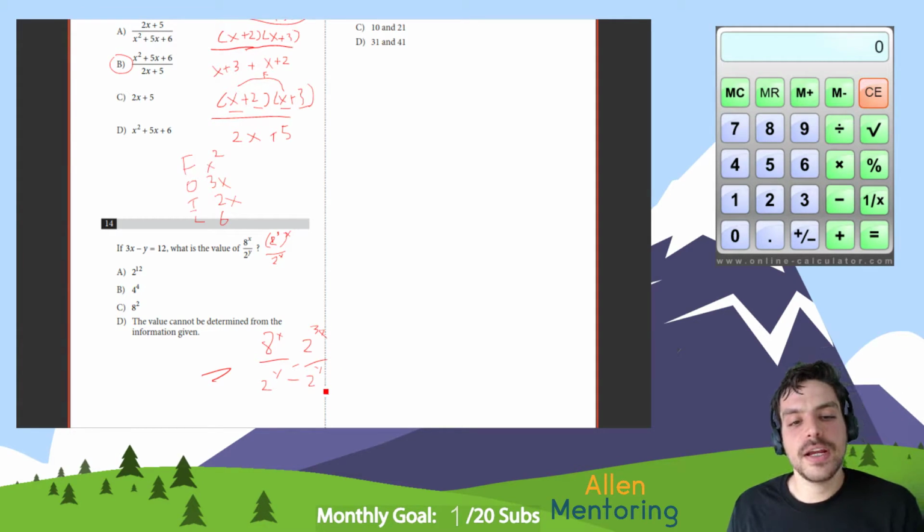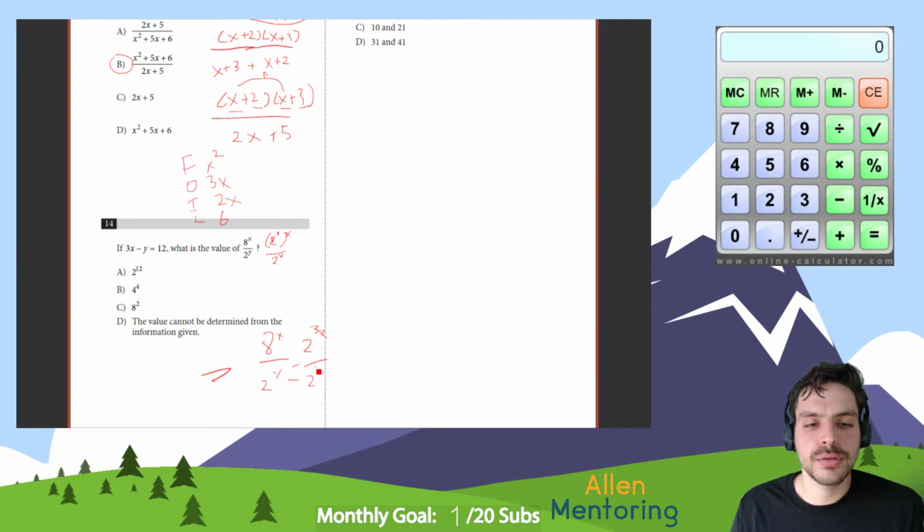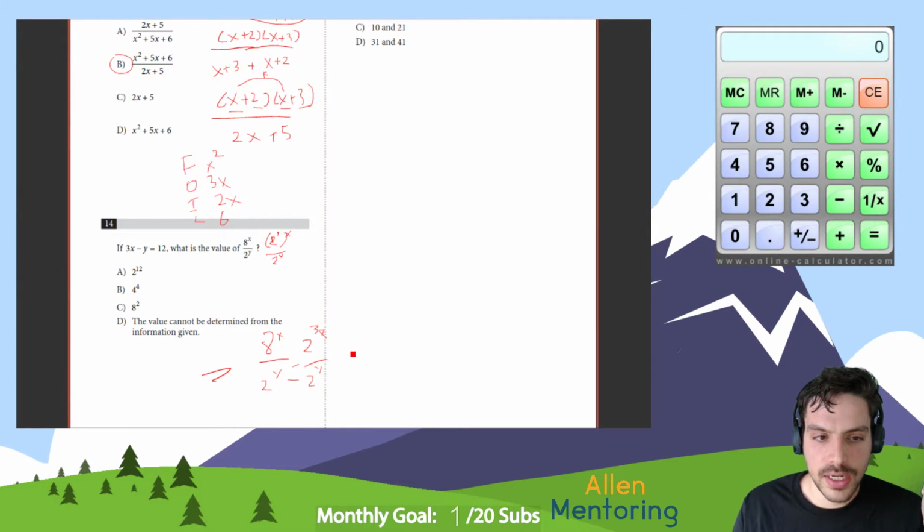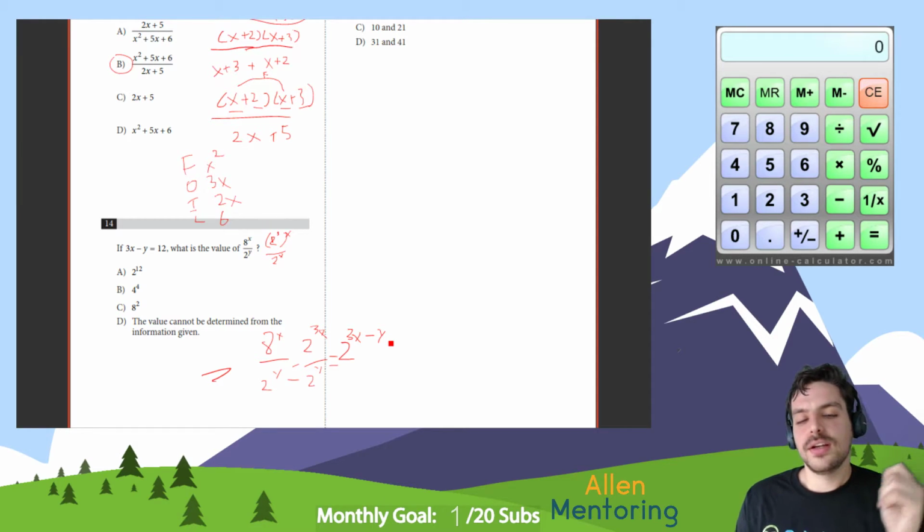If you're dividing exponents that have the same base, right? So 2 to the 3x and 2 to the y both have 2 as a base. So if you're dividing exponents that have the same base, you can actually just subtract the exponents. And so you'll see that this will be equal to 2 to the 3x minus y, right?